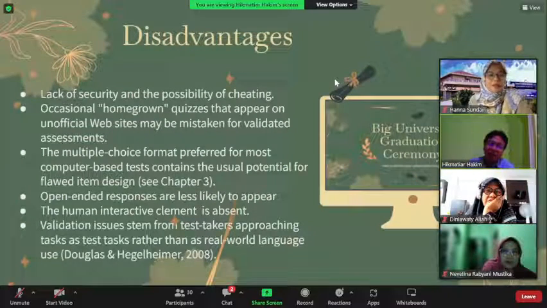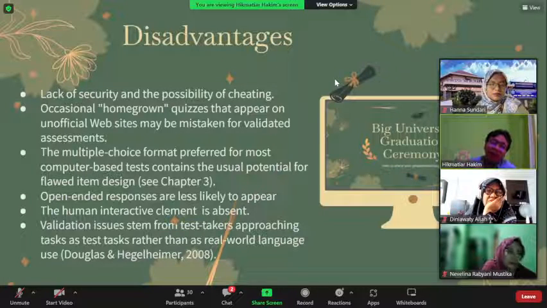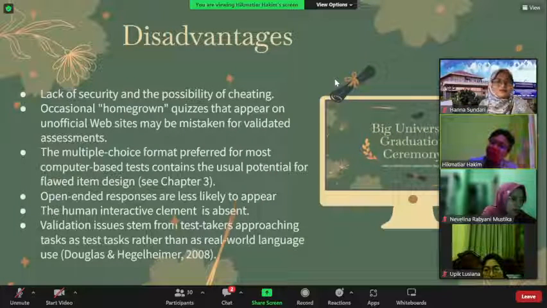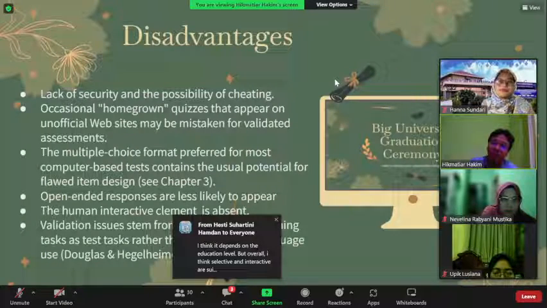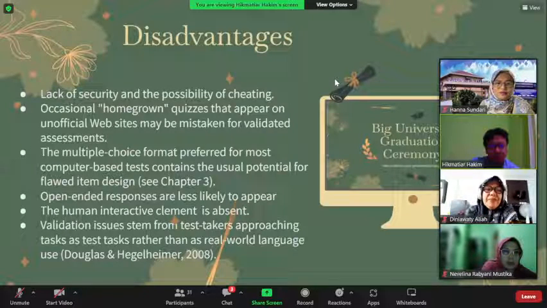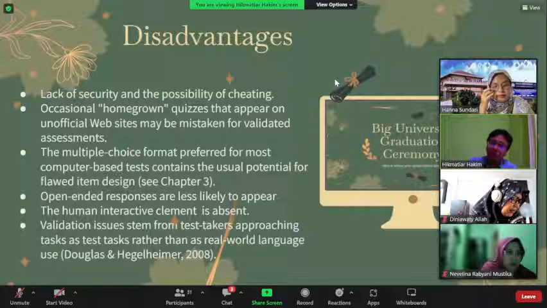Lack of security, because of technology, someone can hack it. The second one, sometimes you get mistaken, the one that is official from the school or someone makes their own assessment. That's the disadvantage. The third one, actually, I don't really understand. In multiple choice, there are some potential errors, but I don't know what it is. Open-ended questions are less likely to be used because they are hard to score. The human interaction is absent if using technology. This disadvantage is that there is no human connection.